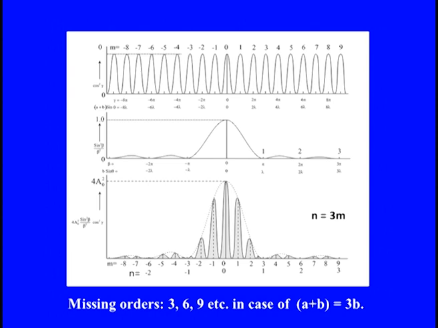This figure shows the intensity curve for double slit diffraction for the case (a plus b) is equal to 3 times b and explains the missing orders 3, 6, 9 etc. in the diffraction pattern.